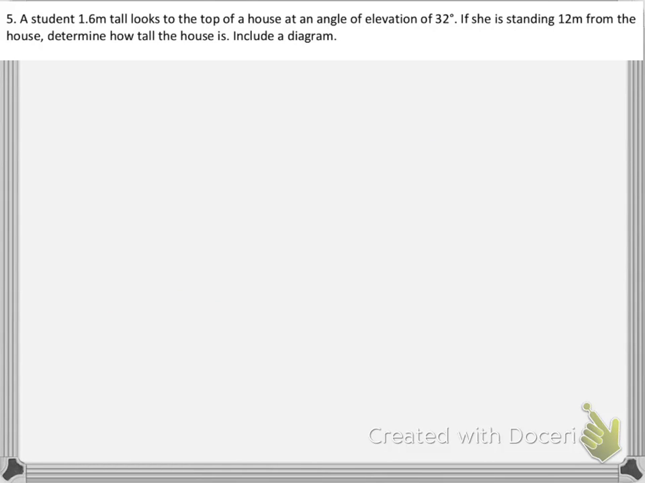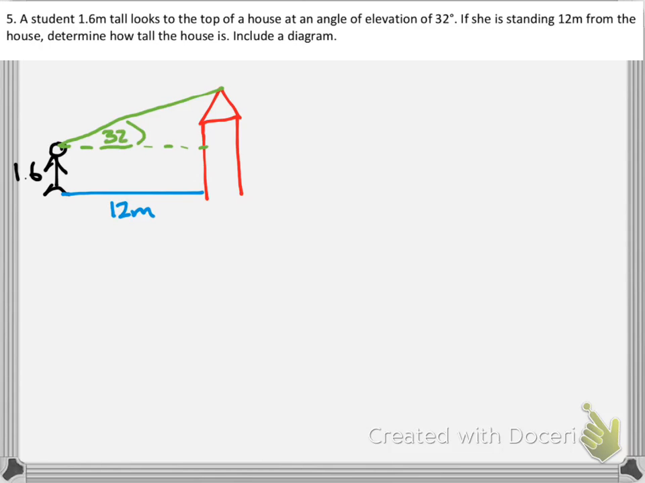Next question says, a student 1.6 meters tall is looking at a house, and he's 12 meters from the house. And we also know that he looks up at an angle of 32 degrees. So that angle is from the horizontal, right? So 32 degrees.